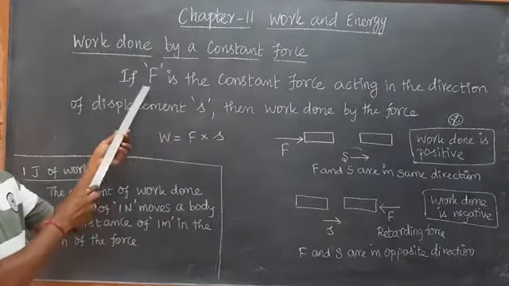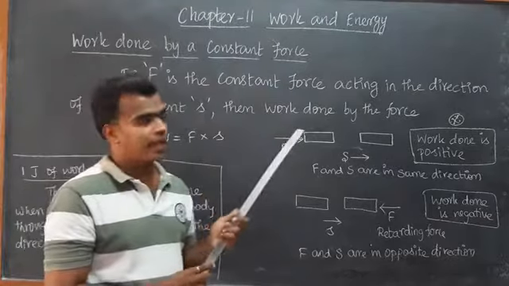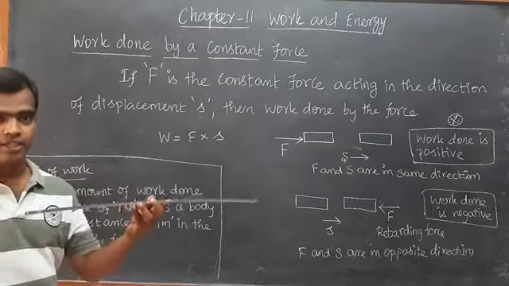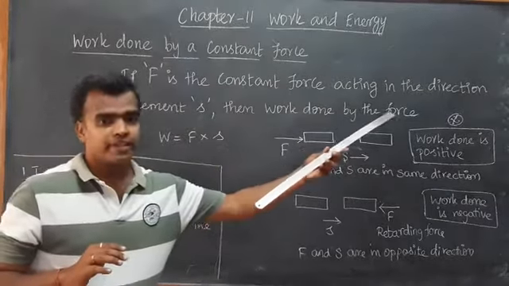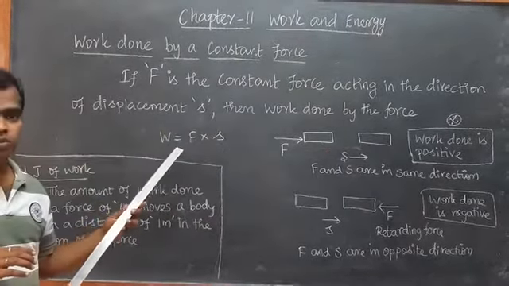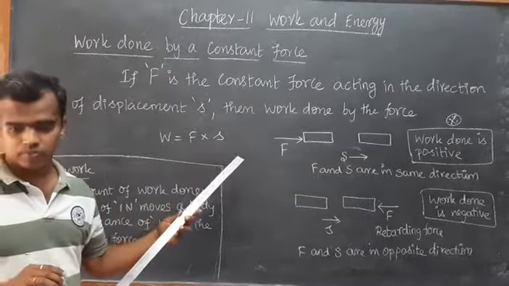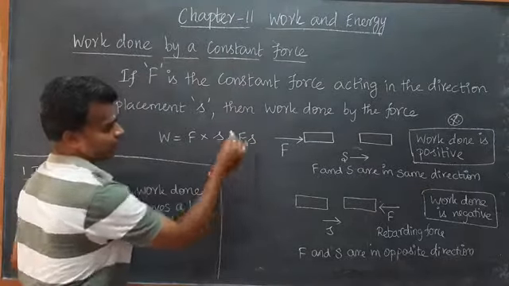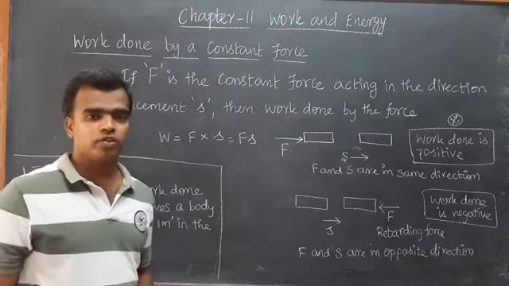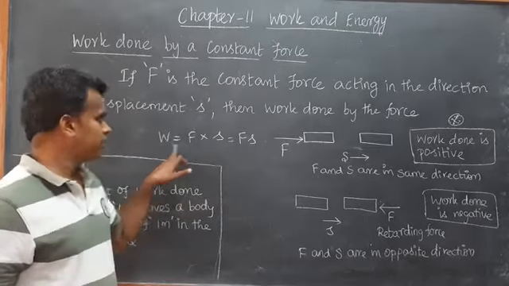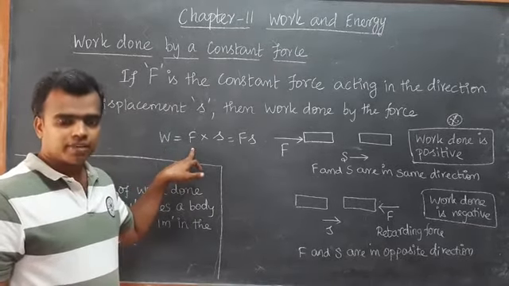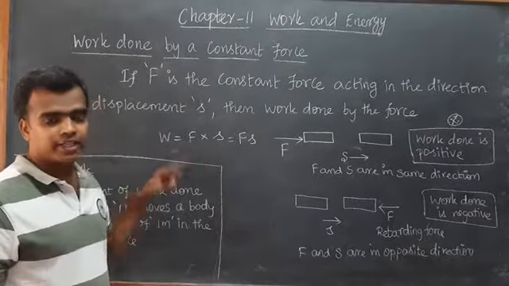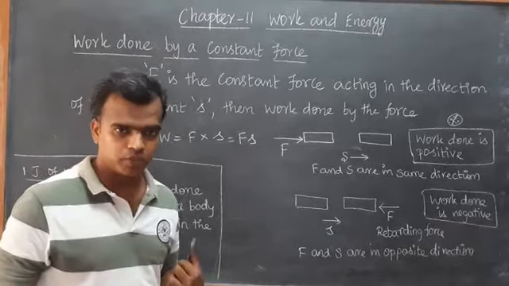And if F is a constant force acting in the direction of displacement S, then the work done by the force we can write as W is equal to F into S, or otherwise generally we can write Fs. Work done is equal to force into displacement. W is work done, F is force, S is displacement. Then what about the SI unit of work? Yes, absolutely, joule.